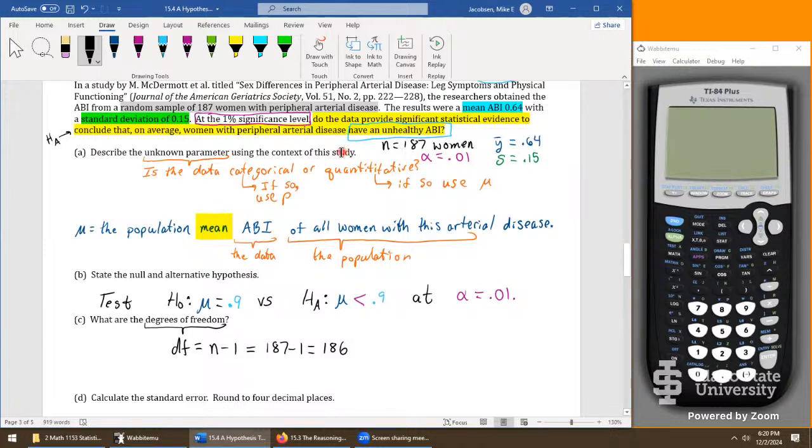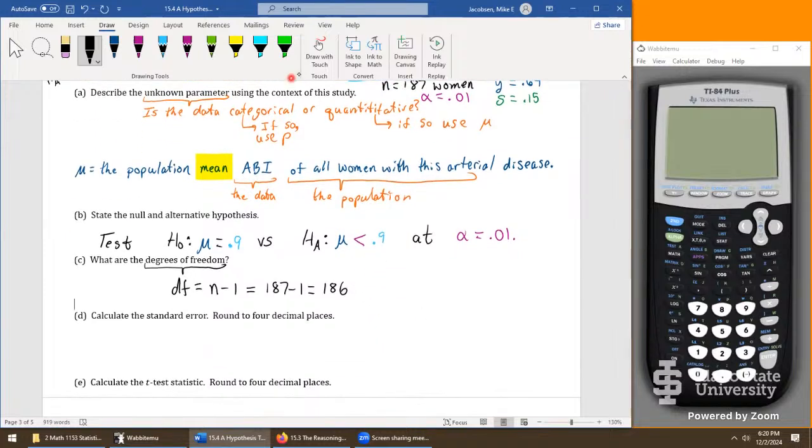By the way, it looks like the conditions would be met. This is a random sample. The sample size is very large. So even if the population is skewed, it doesn't matter. The central limit theorem will give us normality for the sampling distribution of the statistic. But the next thing we need is standard error.